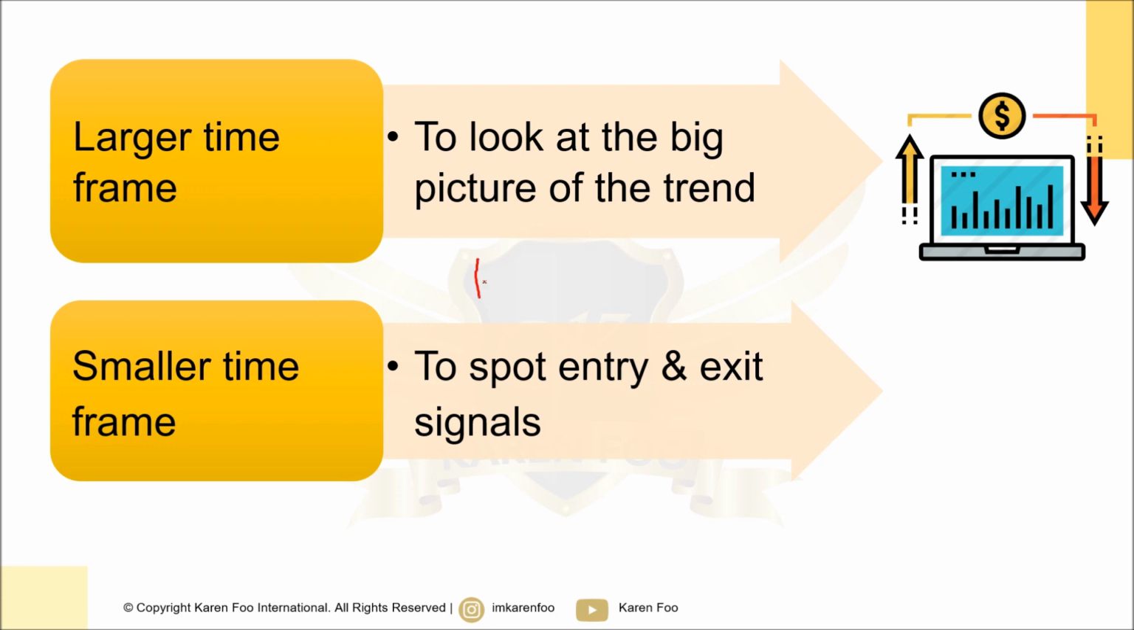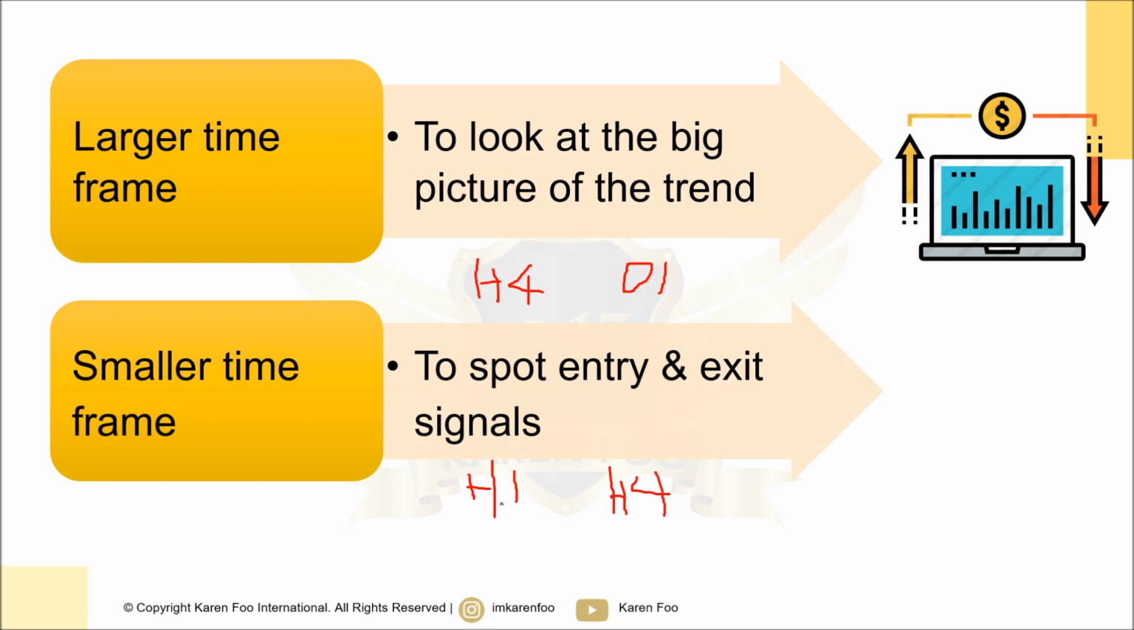So if you use H4 to look at the big picture, then you use H1 to spot the details to enter. So if you use D1 to look at the big picture, then you can look at H4 to spot entry.